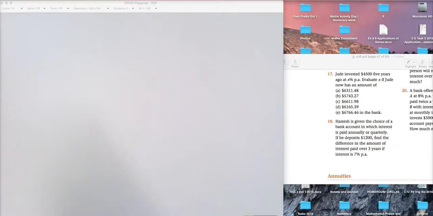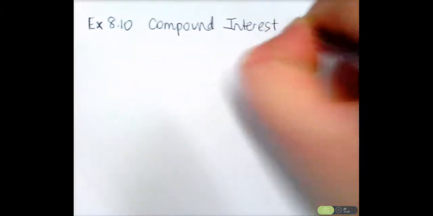Okay, this is exercise 8.10, compound interest. So exercise 8.10, compound interest, this is nothing really new. You did this work in year 10.